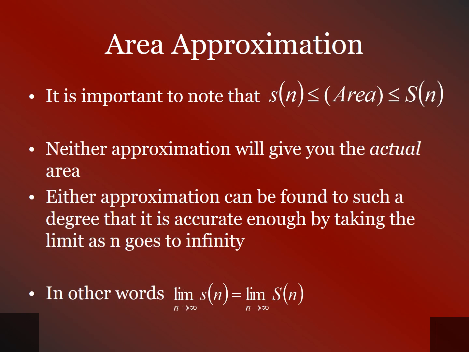It is important to note that small s n is less than or equal to the area, which is less than or equal to capital S n. Neither approximation will give you the actual area. Either approximation can be found to such a degree that it is accurate enough by taking the limit as n goes to infinity. In other words, we will apply a limit to small s n and capital S n, that is, n approaches infinity: limit as n approaches infinity of small s n is equal to limit as n approaches infinity of capital S n.